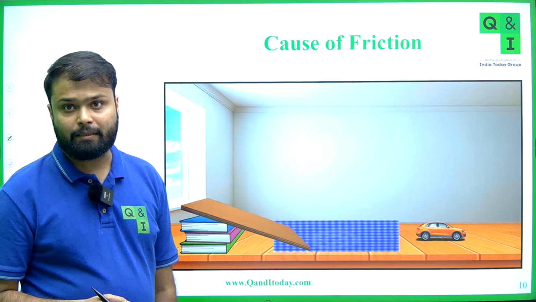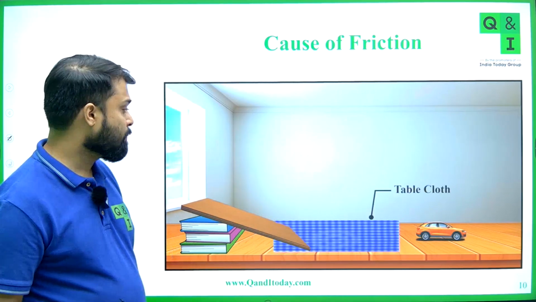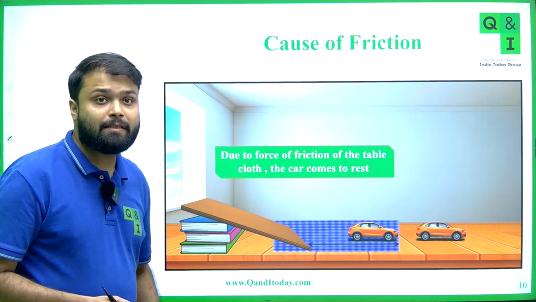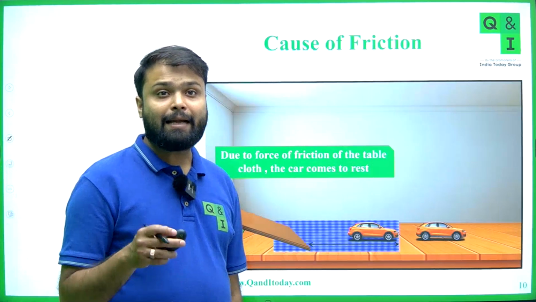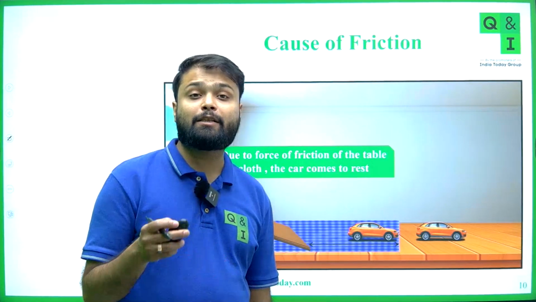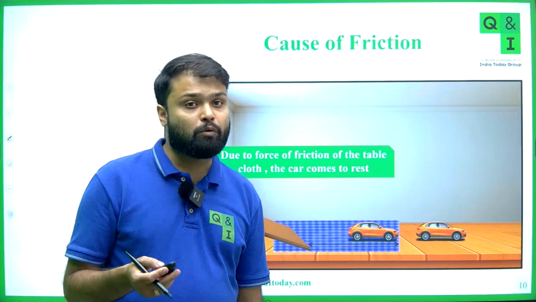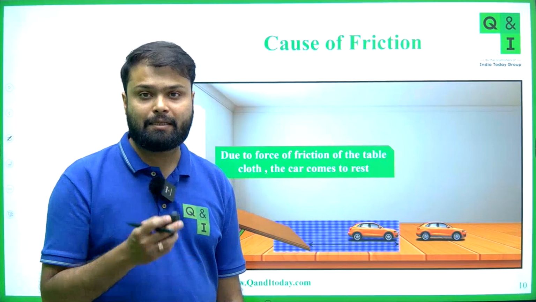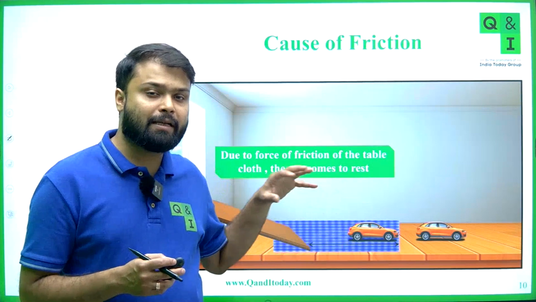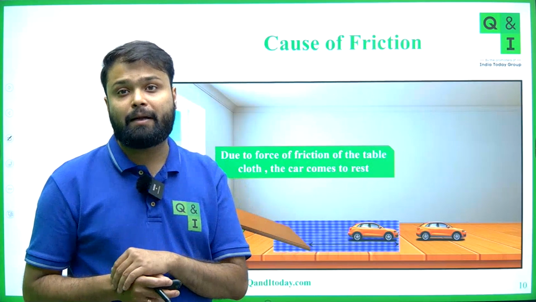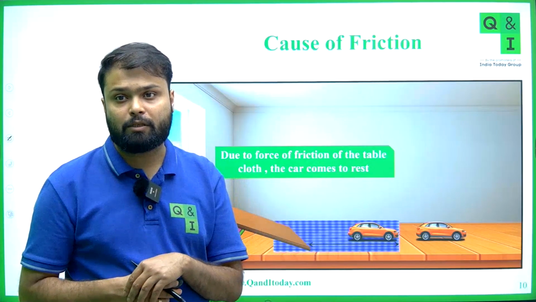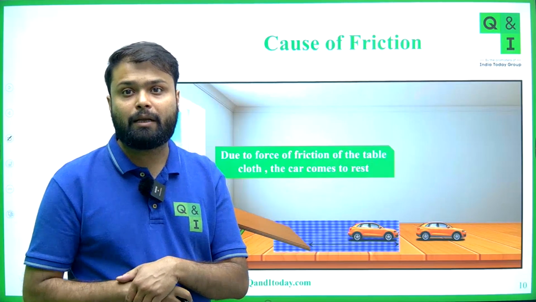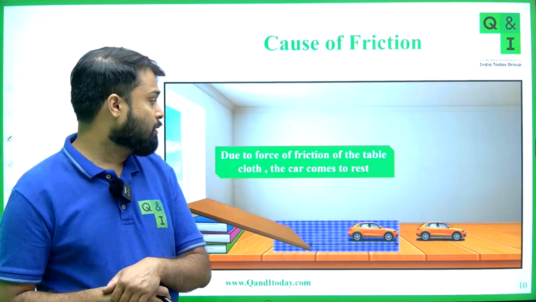Why less? Yes, very good. So if we place a tablecloth here, it will travel less distance because we are changing the surface. That means force of friction depends upon the nature of the surface. If the surface is smooth, the body will travel more distance, and if the surface is rough, the body will travel less distance. So from this observation, we can say that force of friction depends upon the nature of the surface. Yes or no? Yes, sir. Very good.